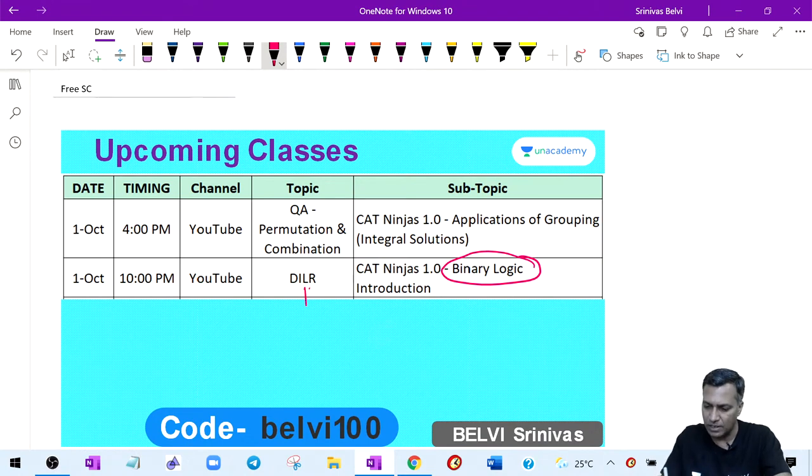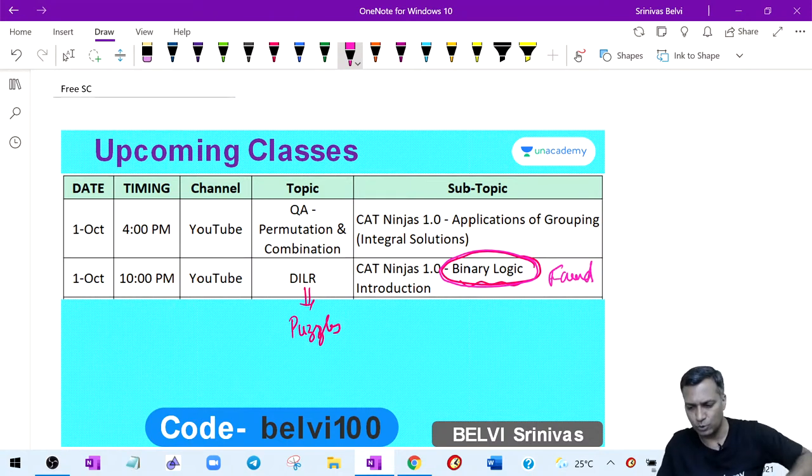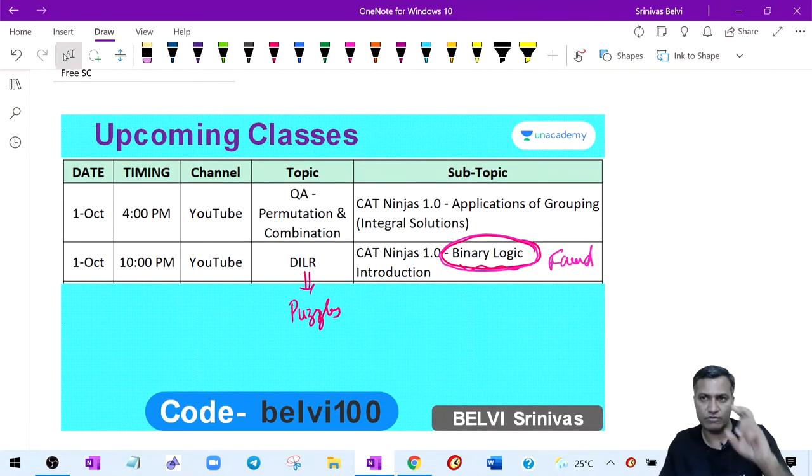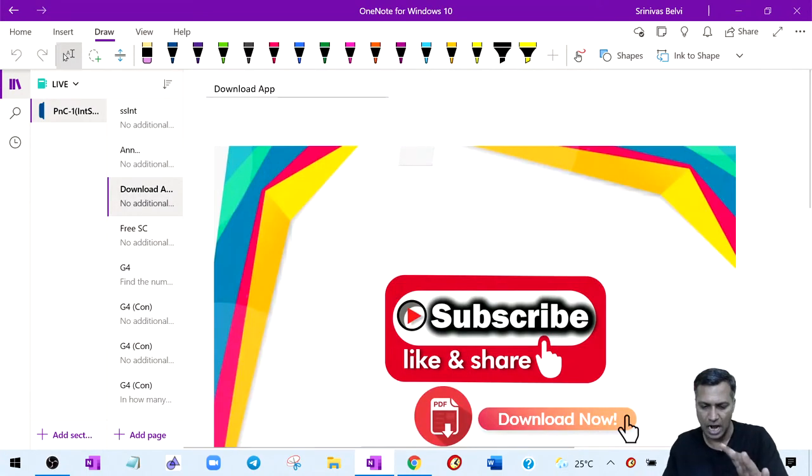CAT has asked, as a part of DILR, puzzles built on binary logic, that is, a truth teller, liar, alternator. They've been asking since 1992. That's been one of the important logics that they cover every now and then. So we'll try and explore that. Before we explore, we will set the foundation today. Once we set the foundation, tomorrow we can explore the questions which appeared in CAT. That's what we do. And tonight I will tell you when we will do the remaining portion of this integral solution area, that is the upcoming lecture.